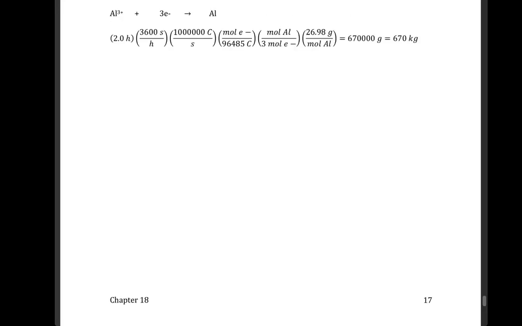Now to go from coulombs to moles of electrons, we use Faraday's constant. Now we're looking back at our reaction, and for every mole of aluminum, we have 3 moles of electrons. And then finally, we want grams, so we just use the molar mass of aluminum, 26.98 grams per mole. And we get 670,000 grams, or 670 kilograms.